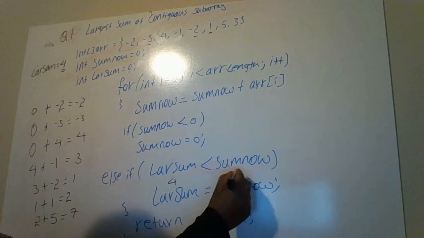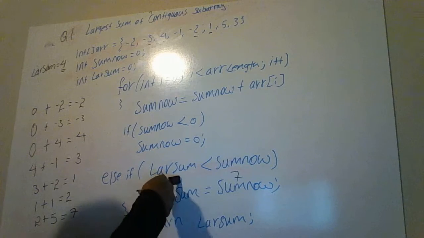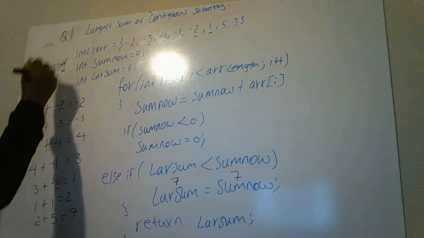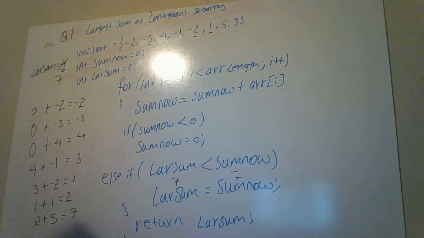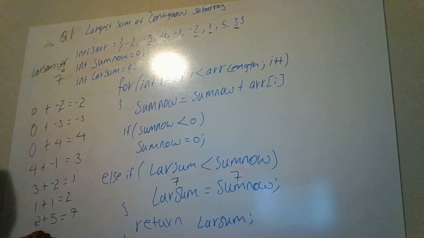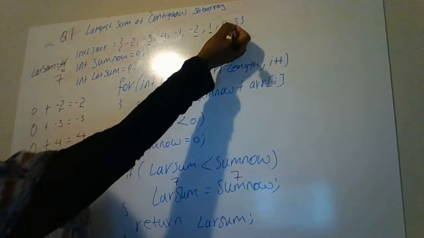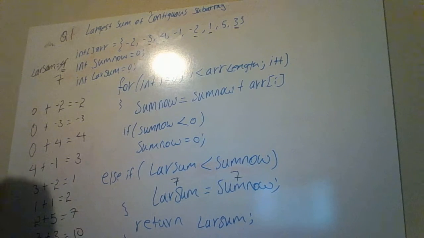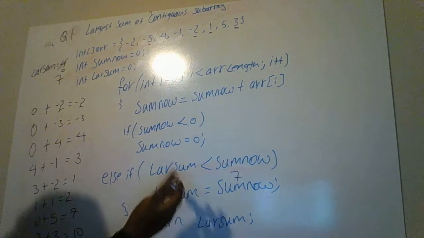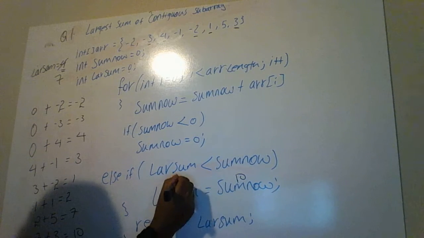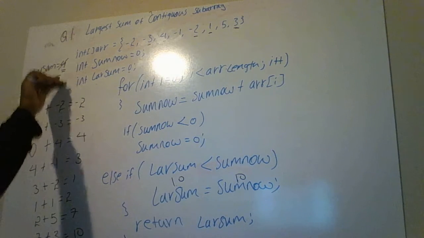Now the largest sum becomes 7. 7 is greater than 4, so we update our largest sum to 7 instead of 4. Right here I'm going to cancel 4 and then write 7. And then we're going to finish our array. So we have 7 plus 3. I think it was -3 on the question, but if it was 3 it would be 10, and then sum now would be updated to 10, and then the largest sum would be 10 because 10 is greater than 7.